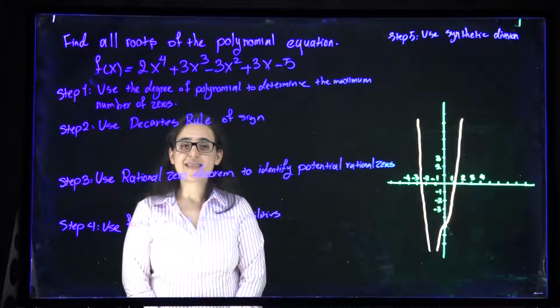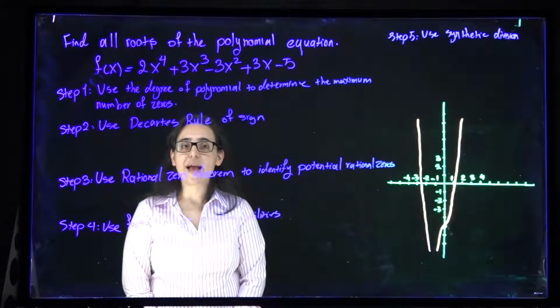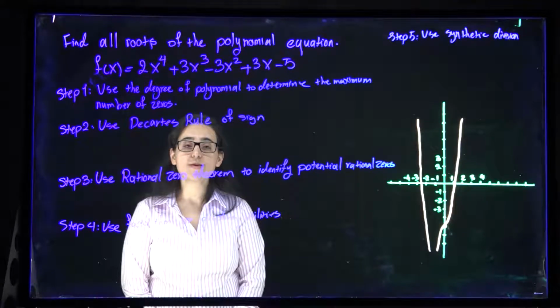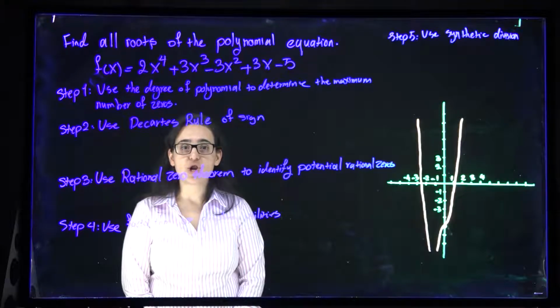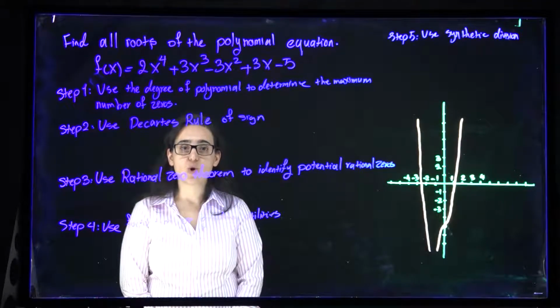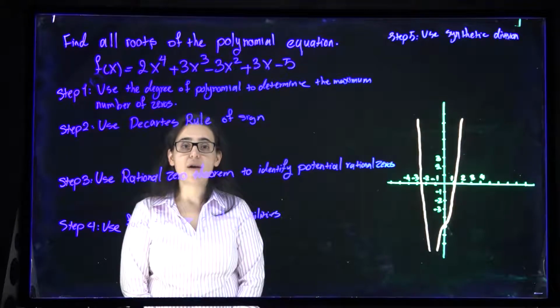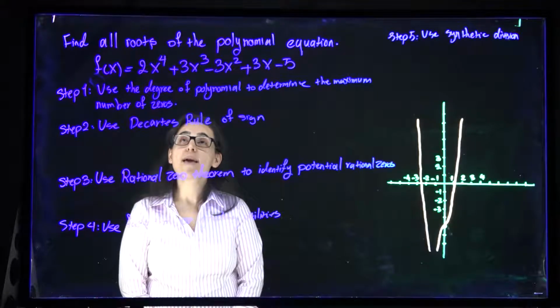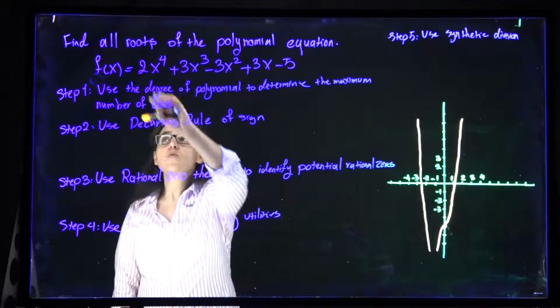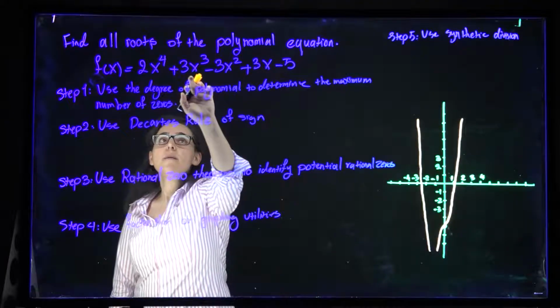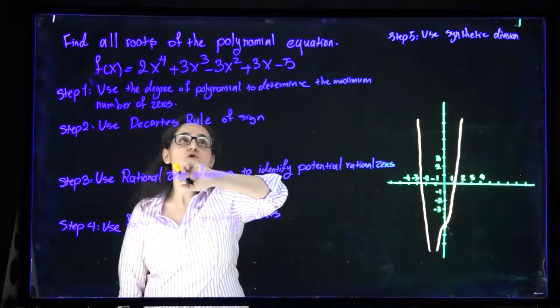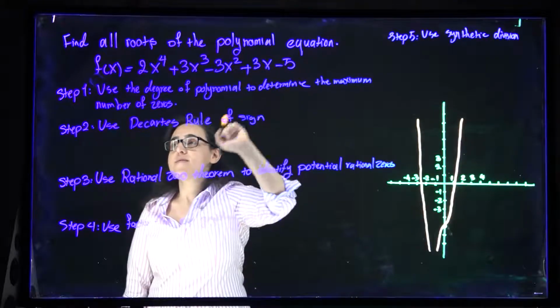Hello students, today we're going to look at how to find all the roots of a polynomial equation. Remember, any polynomial function not only is going to have real roots, but maybe also imaginary roots. So the function that we have here is 2x^4 + 3x^3 - 3x^2 + 3x - 5.